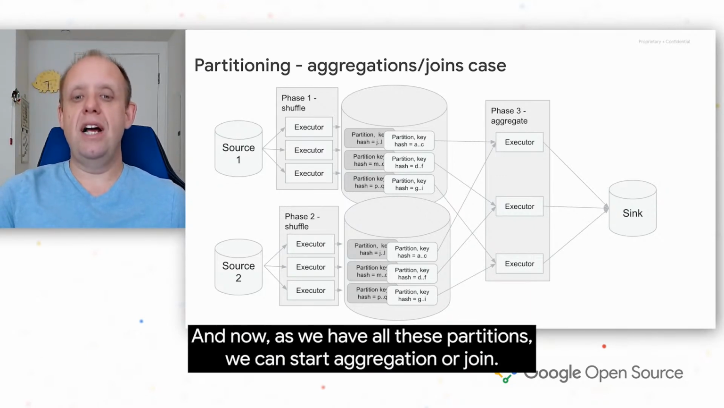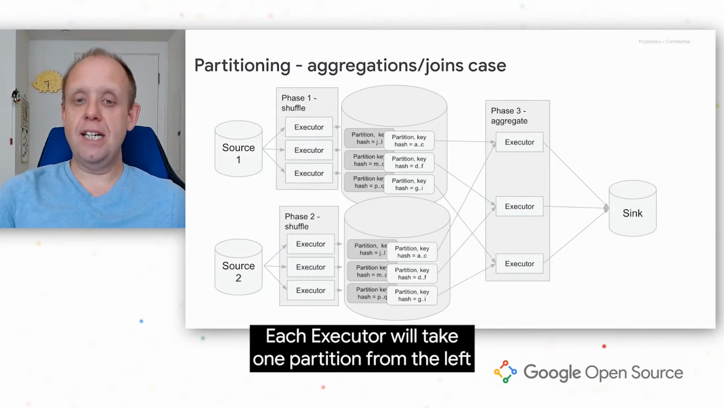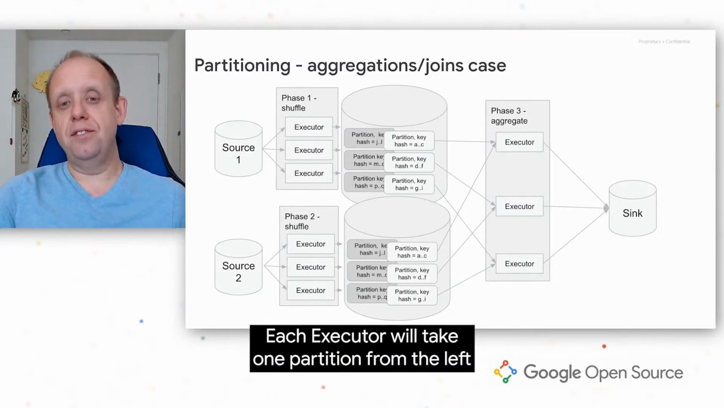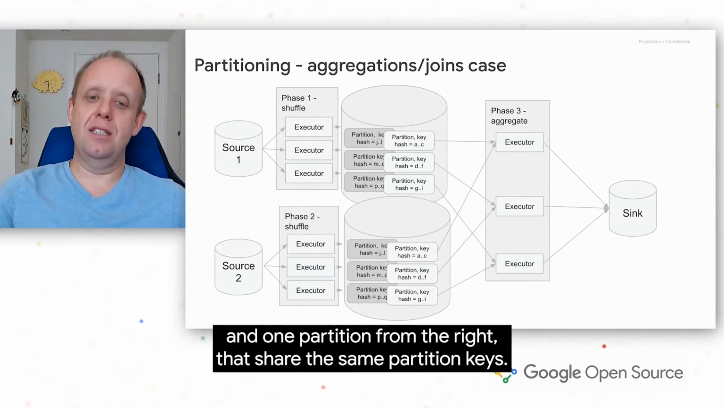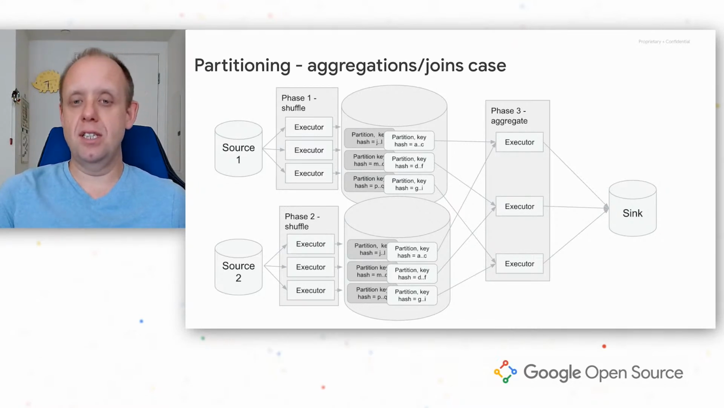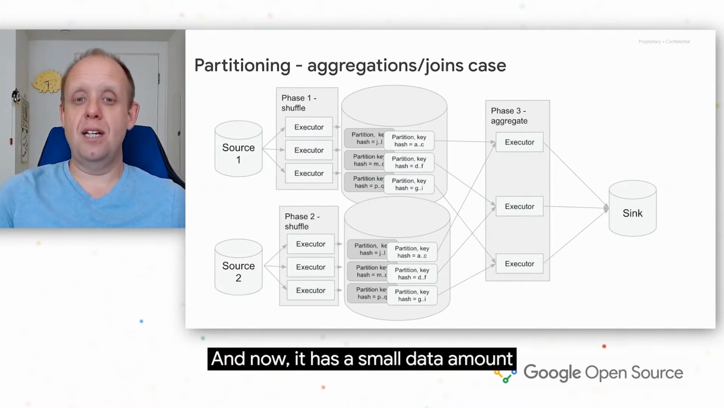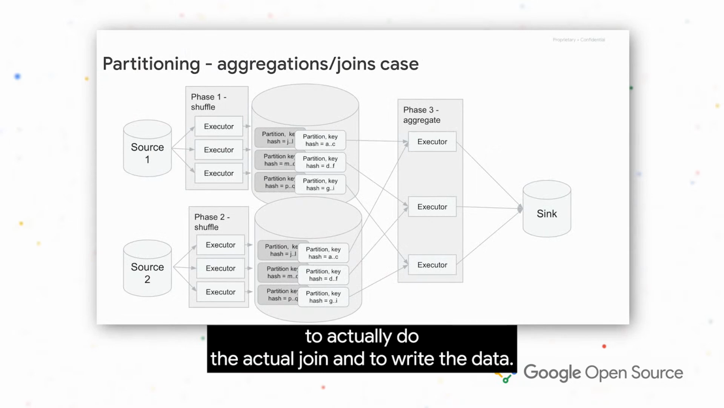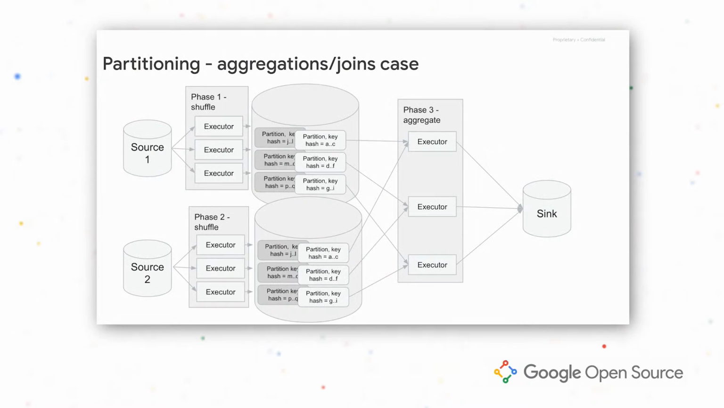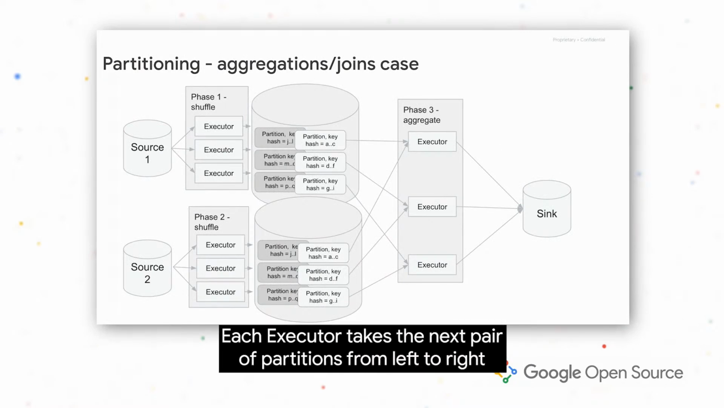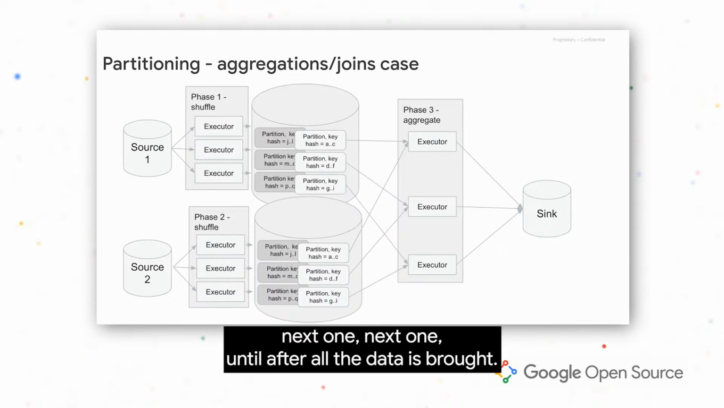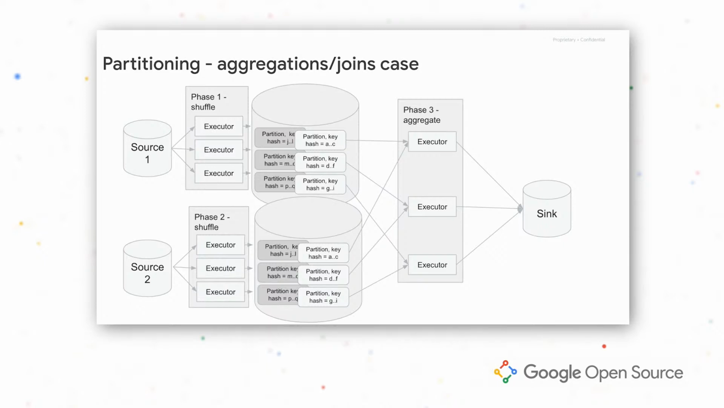And now, as we have all these partitions, we can start the aggregation or join. Each executor will take 1 partition from the left and 1 partition from the right that share the same partition keys. And now it has a small amount of data to do the actual join and to write the data. And now it goes pretty much the same: each executor takes the next pair of partitions from left and right, and the next one, until all the data is processed.